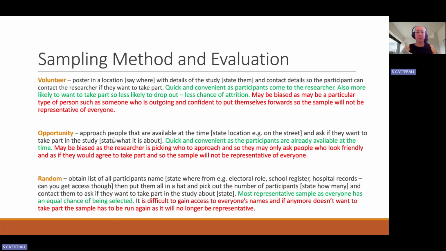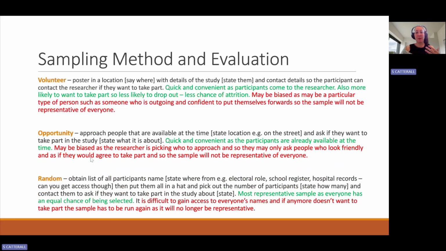Now, for an opportunity sample, this is the key phrase that you need: people that are available at the time. So you just go up to people and say, do you want to take part in the study? So they're usually on a street. Again, for this one, you've got to state the location of where you would go to pick those participants. You also have to ask them, do you want to take part in a study on? And then that's how you get your context.